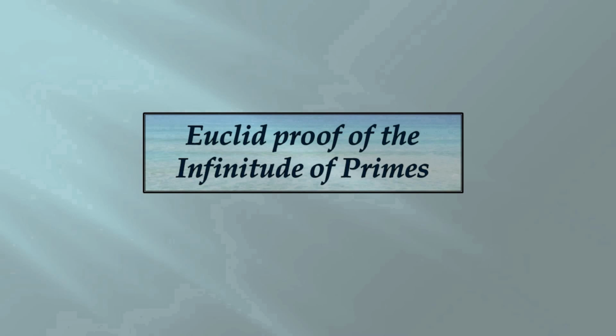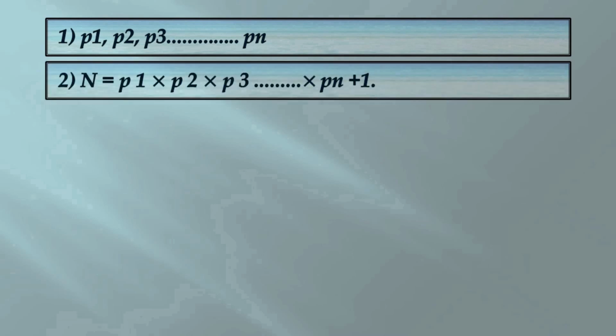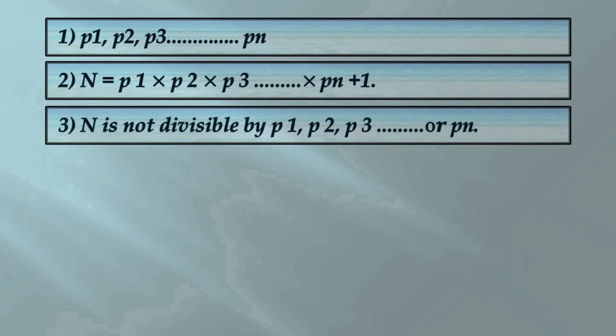Prime numbers are infinite, and this can be proven by the classical Euclid proof. Assume there is a list of a finite number of primes, the smallest being p1 and the largest being pn. Consider the number n, that is the product of these primes, plus 1. By construction, n is not divisible by any of the primes on the list.